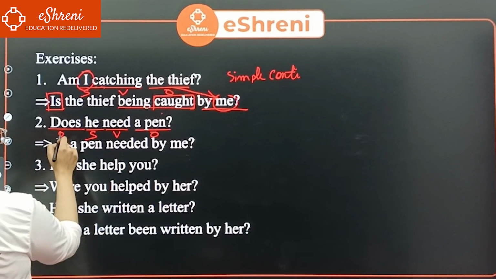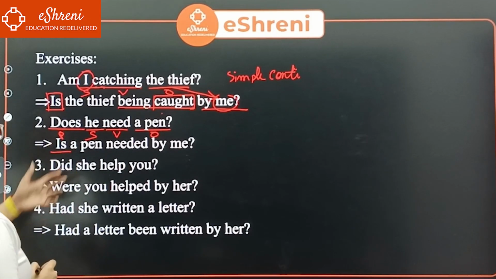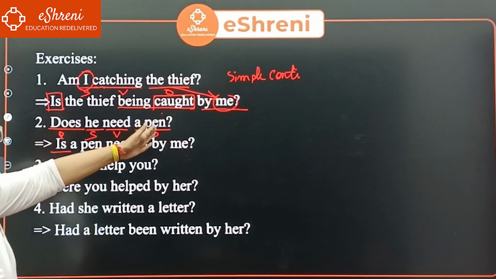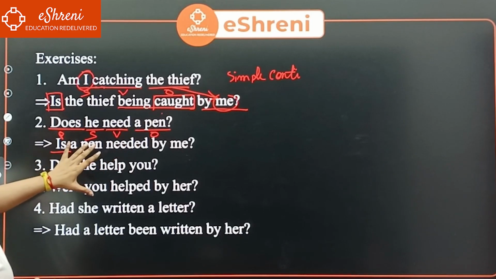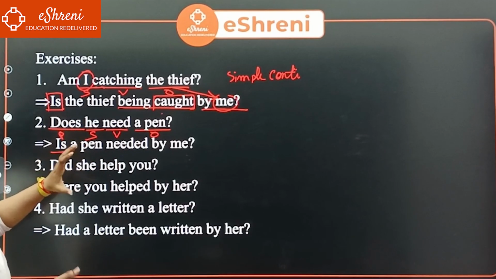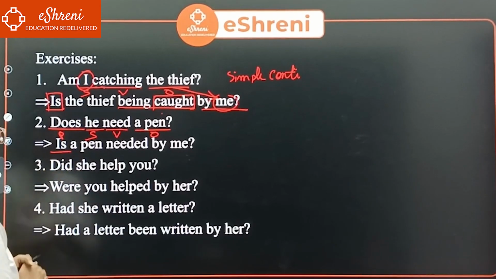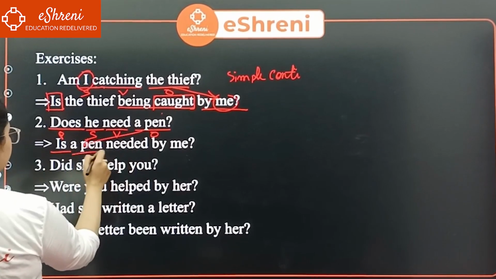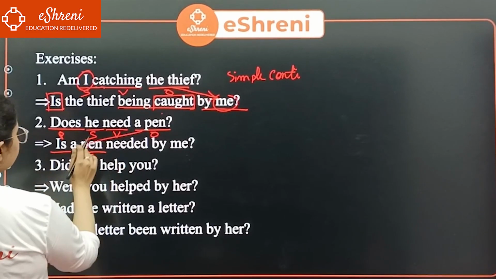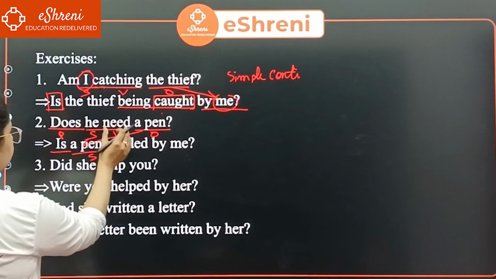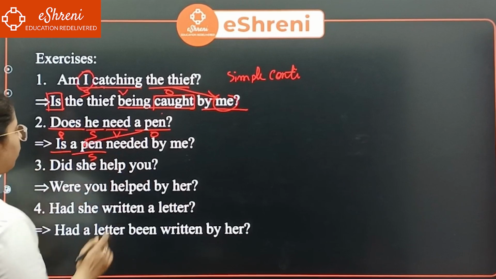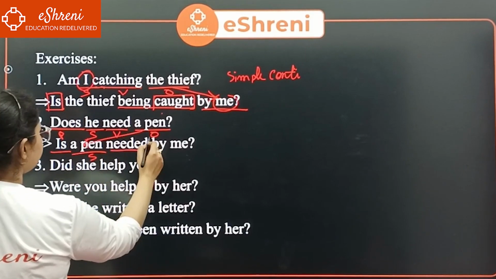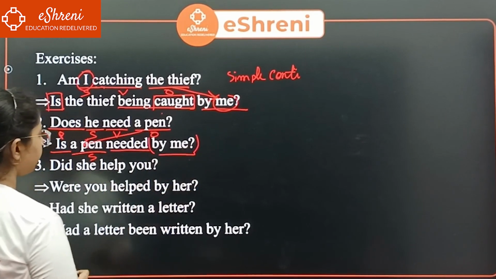So the question word will come first, "does" will become "is", because pen is the subject now, so according to the subject we have to change the be verb. So, is a pen, the pen came first, then the subject question came, needed. So does he need? This is always the past participle, so need will become needed, then by me. This portion is always consistent.